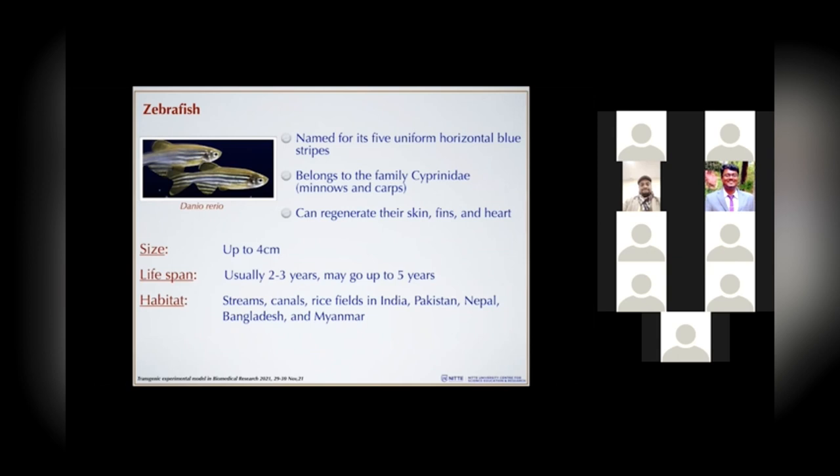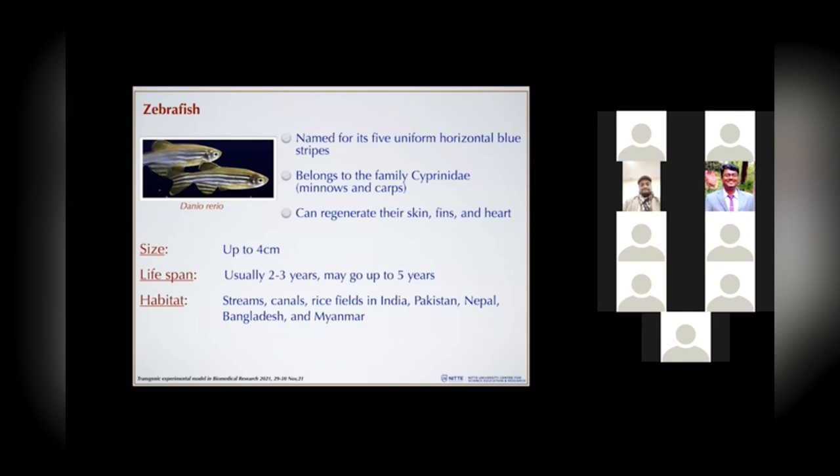A little bit about their lifespan and habitat. They usually grow up to 4 to 5 centimeters. Lifespan is generally 2 to 3 years in the labs, but in the wild, they can live for about 5 to 6 years also. Originally a fish from India and the adjoining countries, they are a very hardy species. You find them in streams, in canals, in rice fields, in Southeast Asian countries. More generally, we find a lot of them in India.